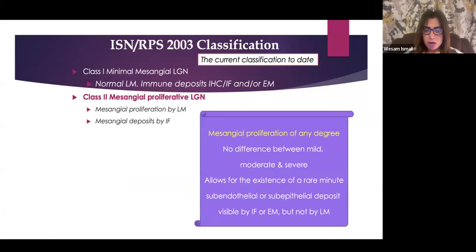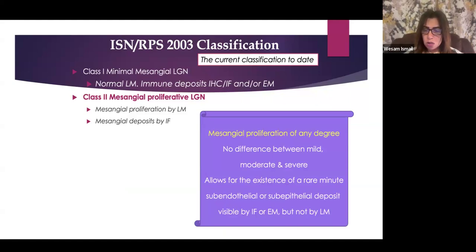In the earlier classifications, there was a subclassification for mild, moderate, and severe. Now, as per evidence, it doesn't make a difference for the patient. There is no difference in prognosis or in response to treatment, whether the mesangial proliferation is mild, moderate, or severe. So they are all grouped under the same class, and it's mesangial proliferation.